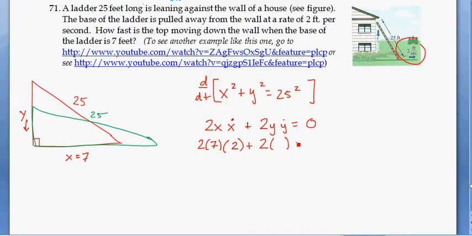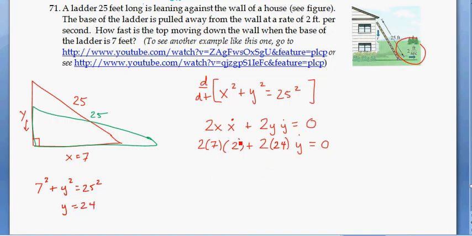Now, I know y dot is what I'm solving for, but they didn't tell me y. But they gave me enough information to do so. So at the moment when x is 7, I can just use the Pythagorean theorem to solve for y. So it would be 7 squared plus y squared equals 25 squared. And doing a little bit of algebra, we get y is 24. So that's going to be our y value.